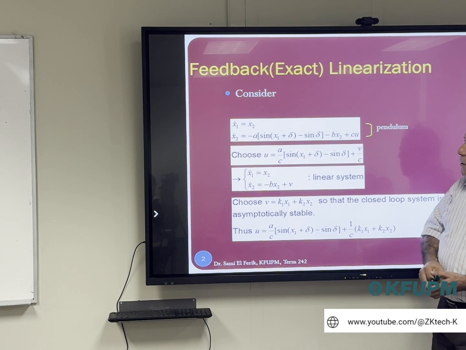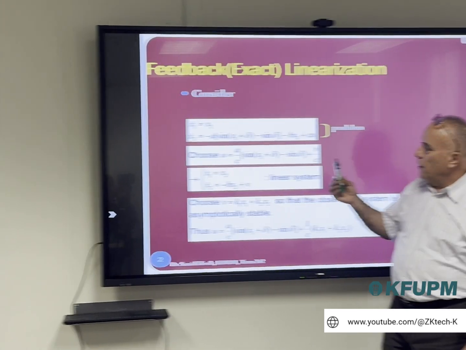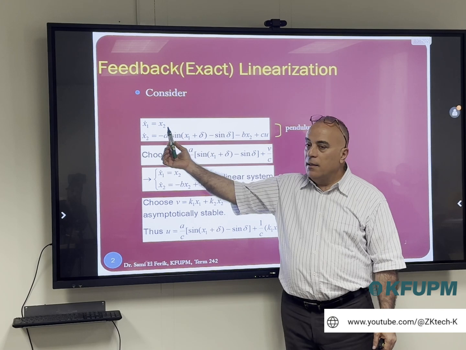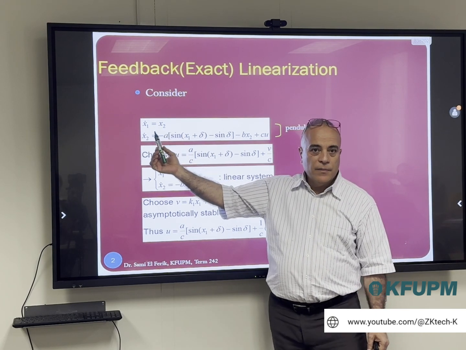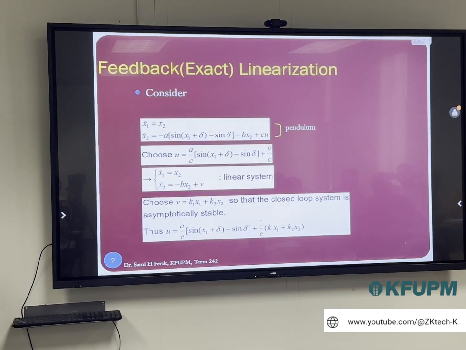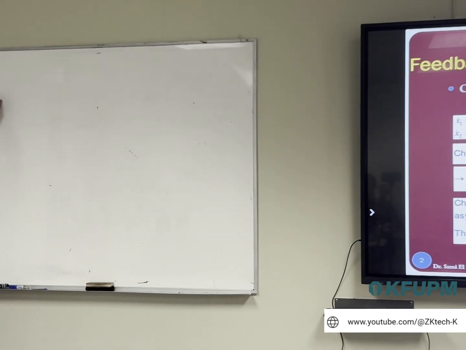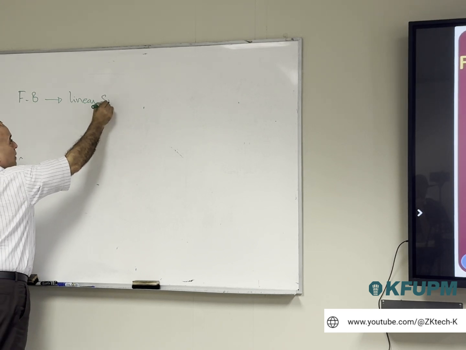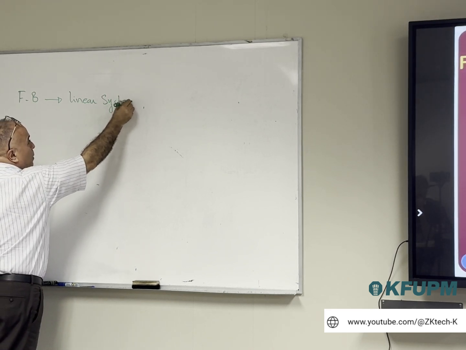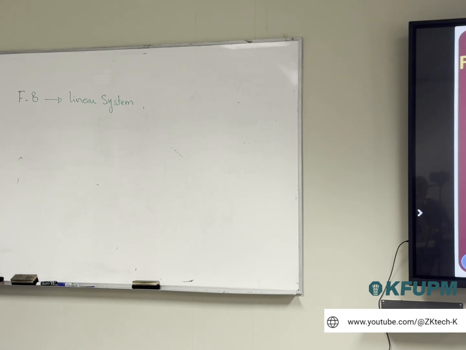So feedback linearization is concerned with how to have an exact linear model of this nonlinear system, right? So this is the first important point. Feedback linearization will generate a linear system. But we know from our previous knowledge that Taylor series, or Taylor approximation, can also generate a linear system.